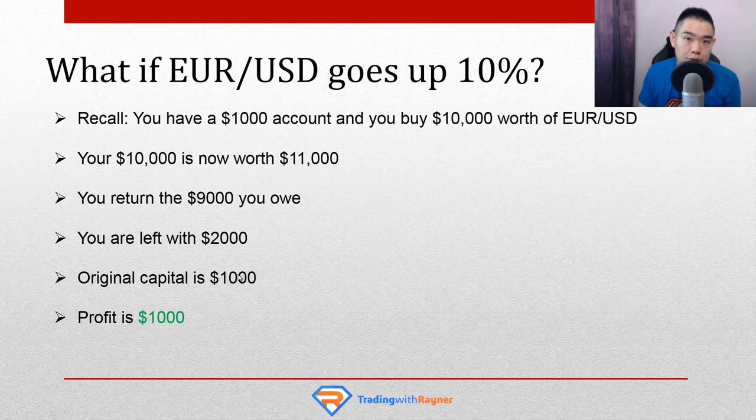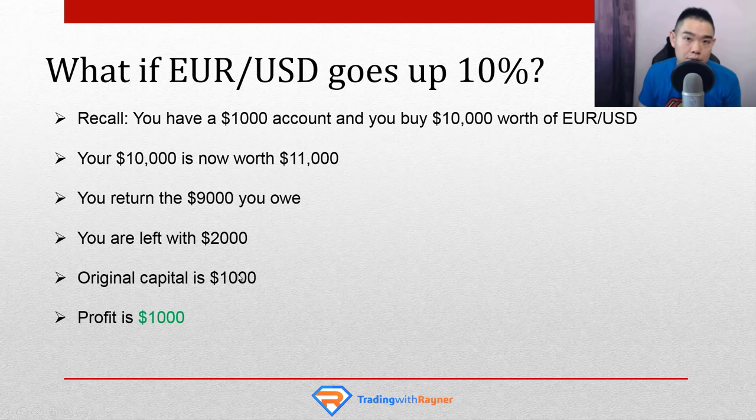So now, recall, you have a $1,000 account and you buy $10,000 worth of Euro USD. Your $10,000 is now worth $9,000. Why is that? Because if you lose 10% of your capital, now it's worth $9,000. You return the $9,000 that you owe. You are left with $0. And your original capital is $1,000. So this means your loss is $1,000 because you started off with $1,000 and you're left with zero. So in other words, you lost $1,000.